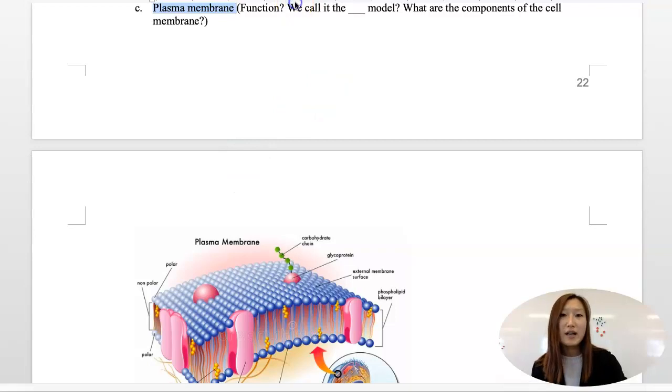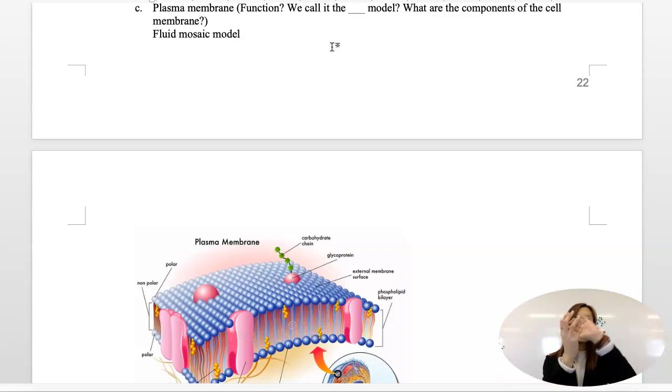We call it the fluid mosaic model. I'll write this one down for you. Fluid mosaic model. We call it fluid because the cell membrane is not a solid structure that never moves around. It's kind of like if you were to blow a bubble. You can see the outside bubble, parts of the bubble kind of move around. So does the plasma membrane. It's a fluid structure. Everything on the cell membrane kind of moves around a little bit.